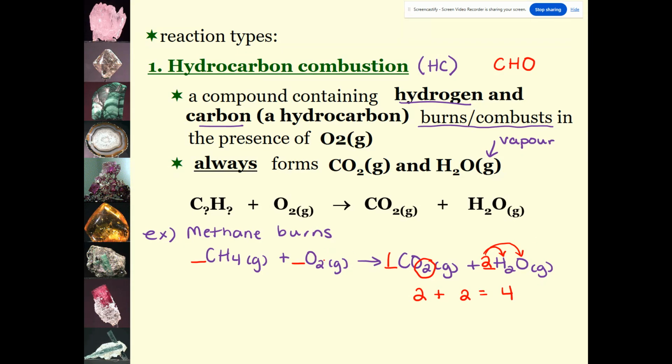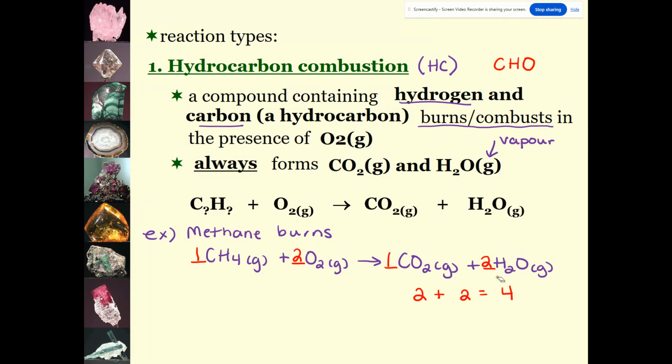I go back to my reactant side. I currently only have 2. So if I put a 2 in front of here, 2 times 2 is going to give me 4 to match the 4 on my product side. And then whenever you're done balancing, if you don't need a coefficient in front of something, you can either put it as a 1 or leave it blank. But that's essentially now our balanced hydrocarbon combustion.